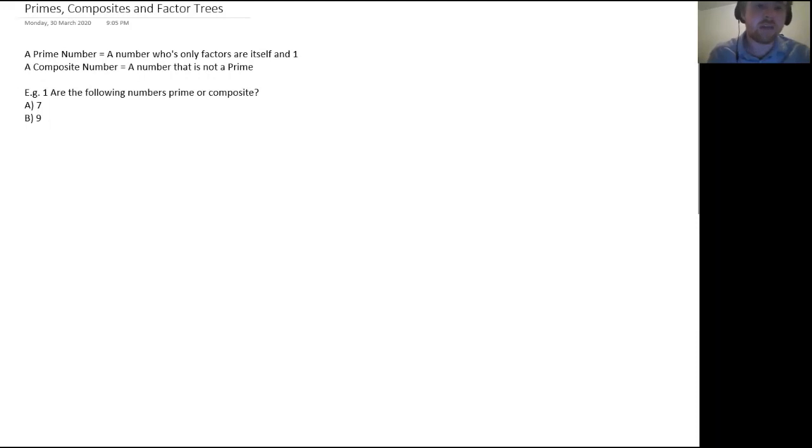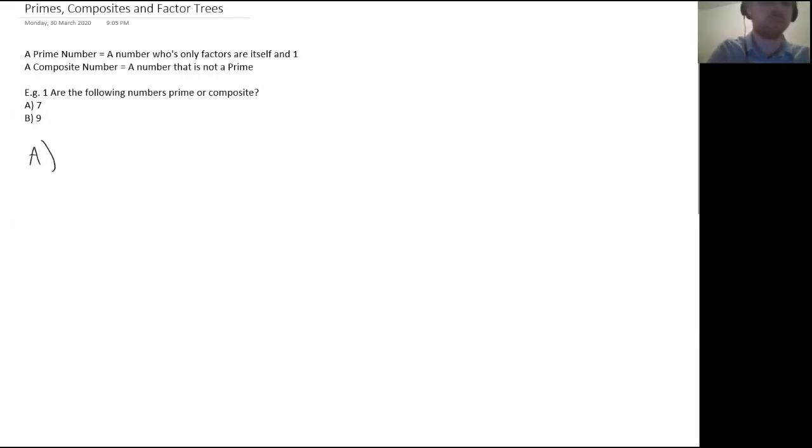Example 1, are the following numbers prime or composite? We've got A, 7, and B, 9. To find out whether it's prime or composite, we just need to consider all of the factors of these numbers. So let's look at example A. What are the factors, or the numbers that you can divide 7 by to get a whole number?